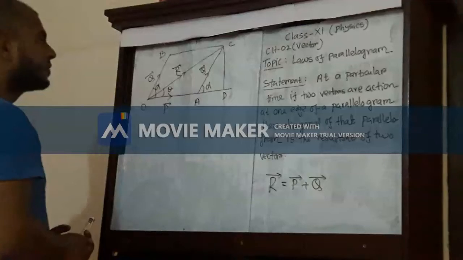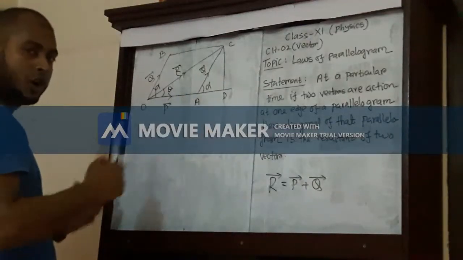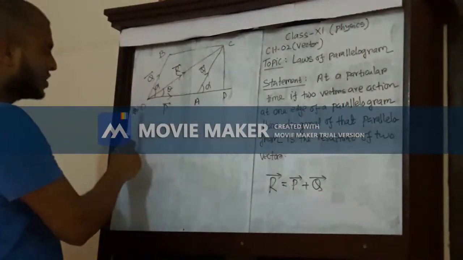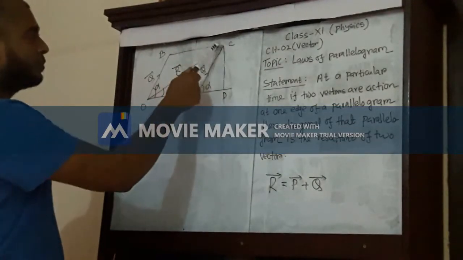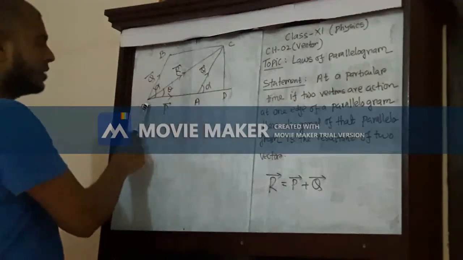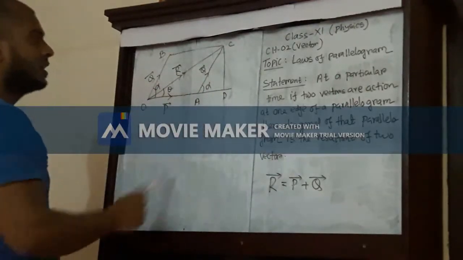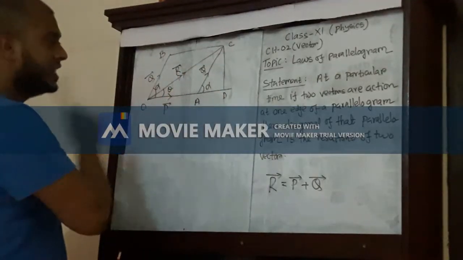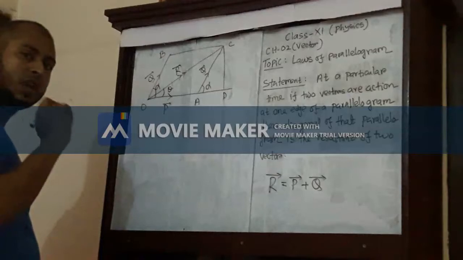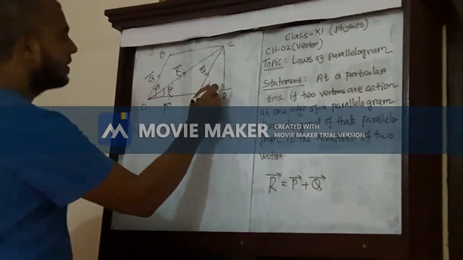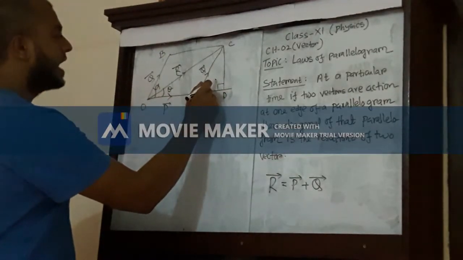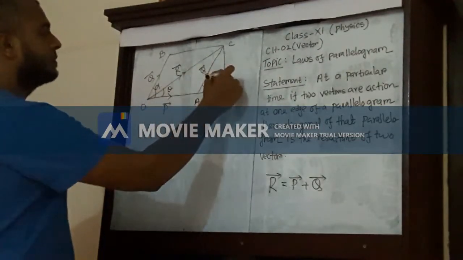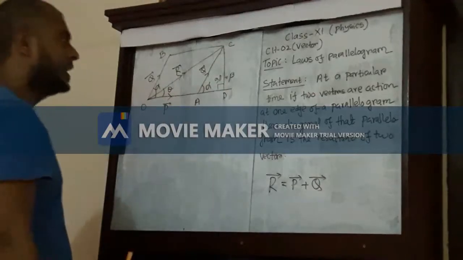You see, boys and girls, I have to draw a perpendicular line from point C to the extended part of OA. That is, at point D, CD is a perpendicular line on OD. Since there is a perpendicular line, this angle is 90 degrees. This beta is 90 degrees.